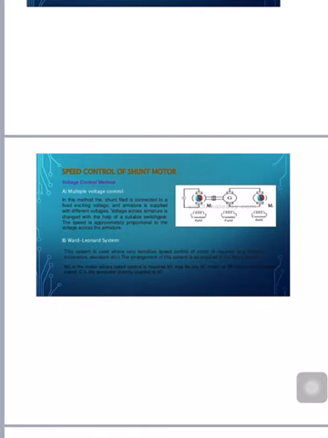And next, what are the advantages of the Ward-Leonard system? It is very smooth.